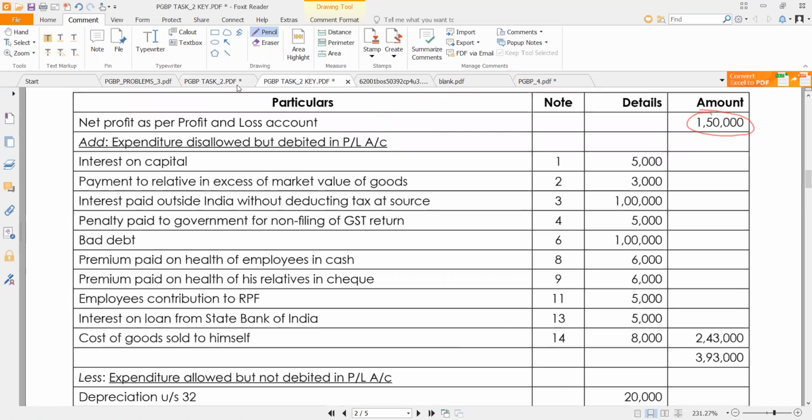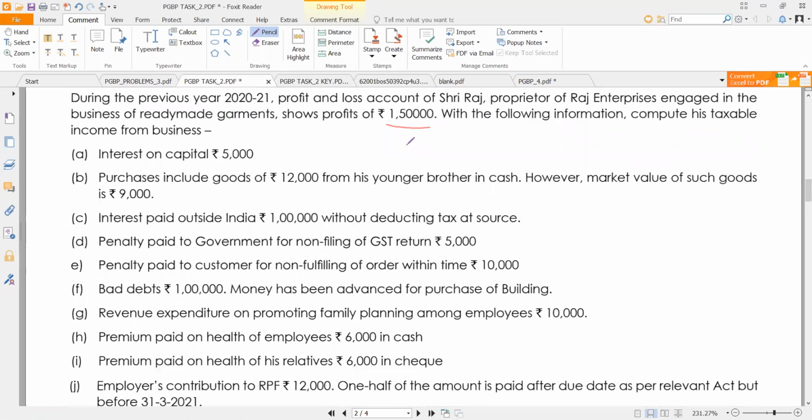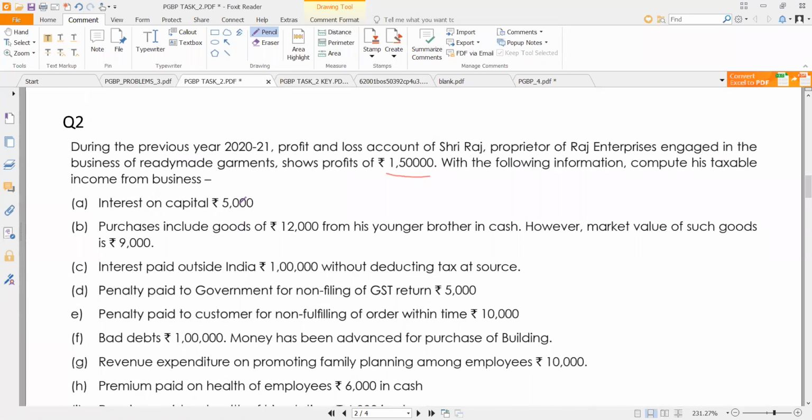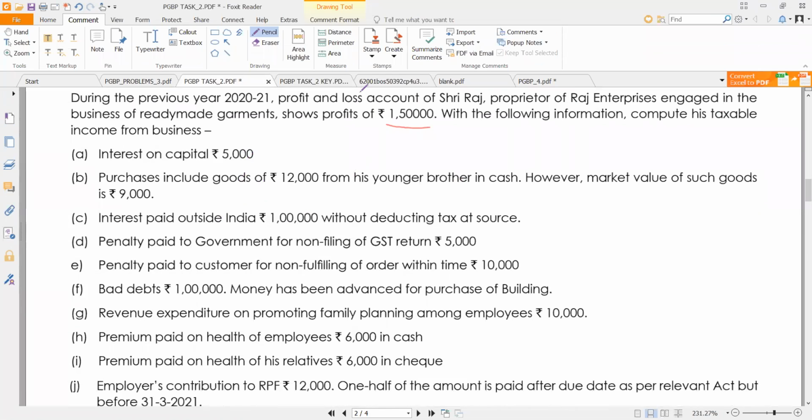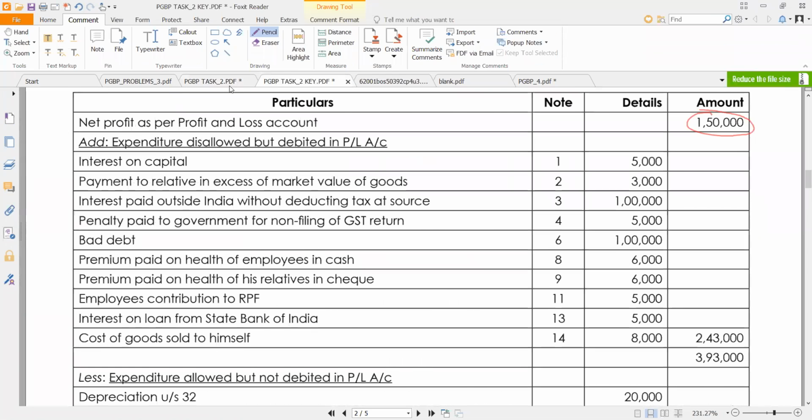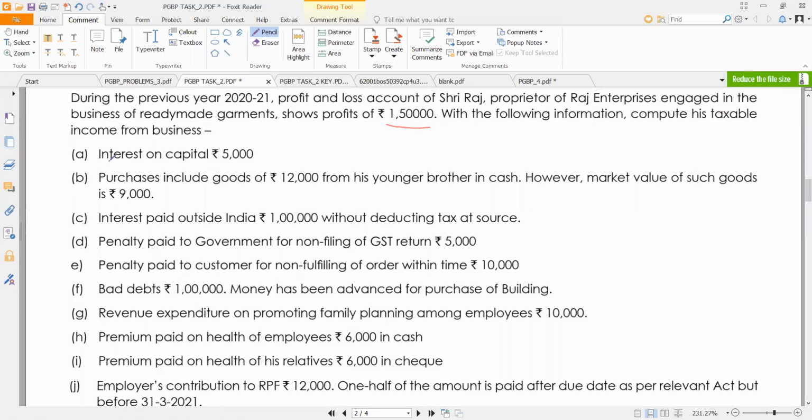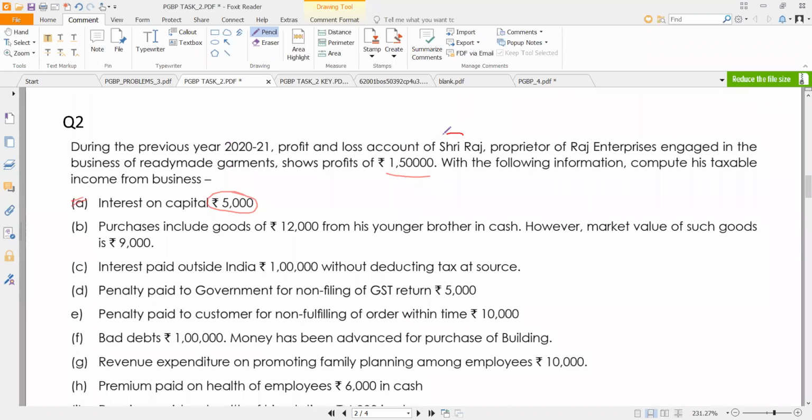Yeah. So here, one by one, the points are given in the second question in task two, and each of them has to be looked at, and accordingly, the adjustment has to be done. So let us look at this first one, interest on capital. Interest on capital for a sole proprietor. Interest on capital is allowed as deduction. For whom? For partnership firm.